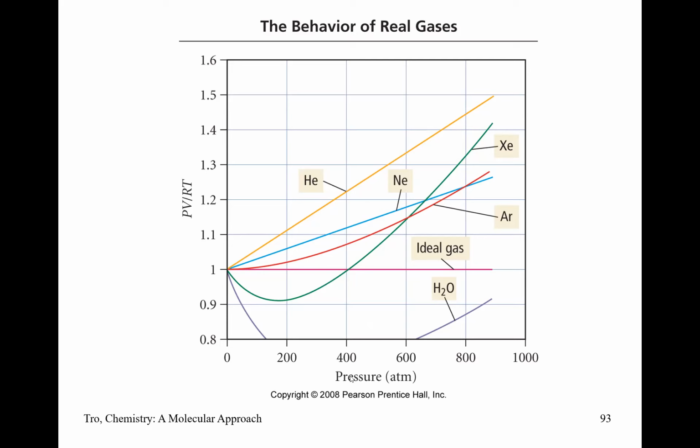But these pressures here are insane. A soda bottle is like 3 atmospheres, and we live at 1 atmosphere. So everything we're dealing with is way, way down here where they almost all converge. Obviously, we're not at 0, but these pressures out here are quite large.